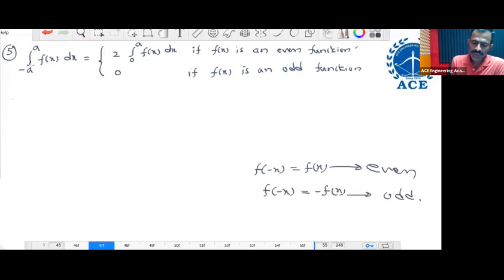So whenever the limits are of the form minus a to plus a, that is minus l to plus l form, then we check whether the function is even or odd. Otherwise, we never check even or odd.